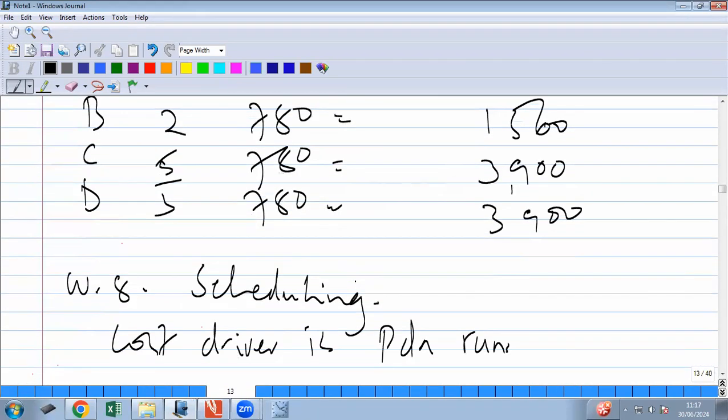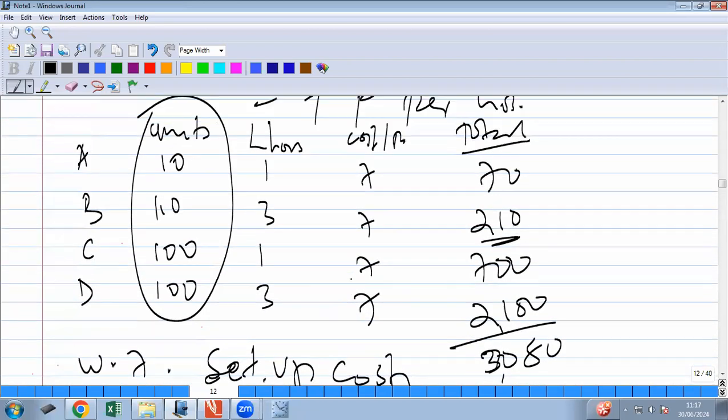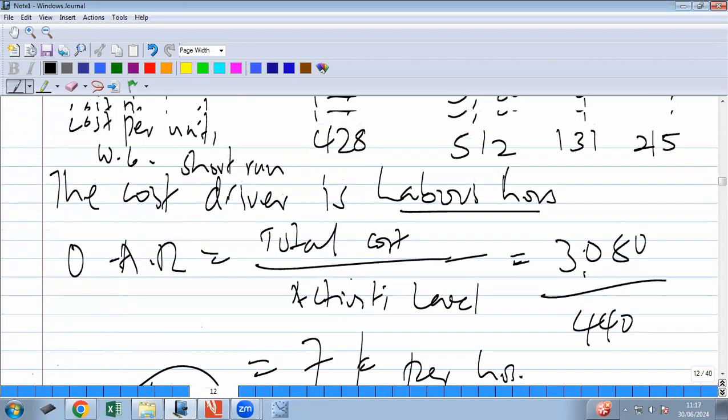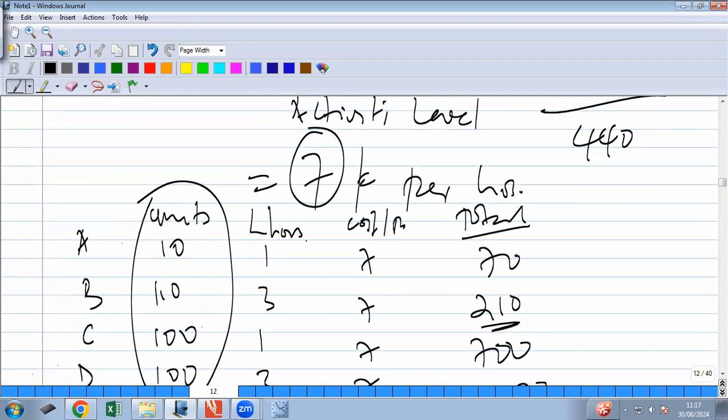Short run. Number 6 is here. Look here. We said that the short run cost, the cost driver is the labor hours, and we were able to determine the overhead absorption rate, which was 7.